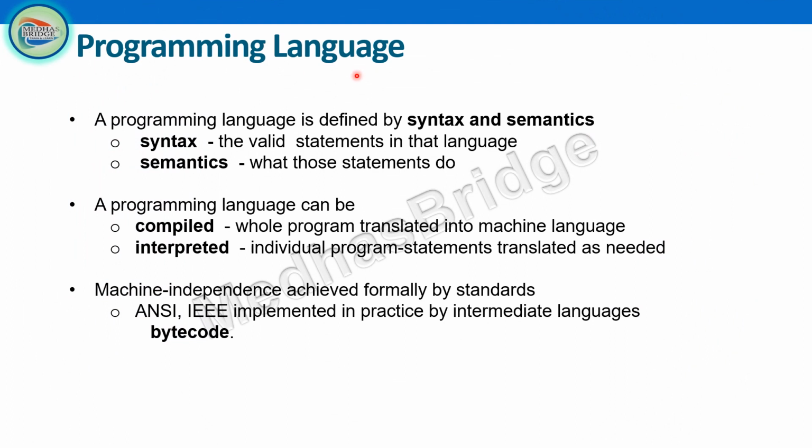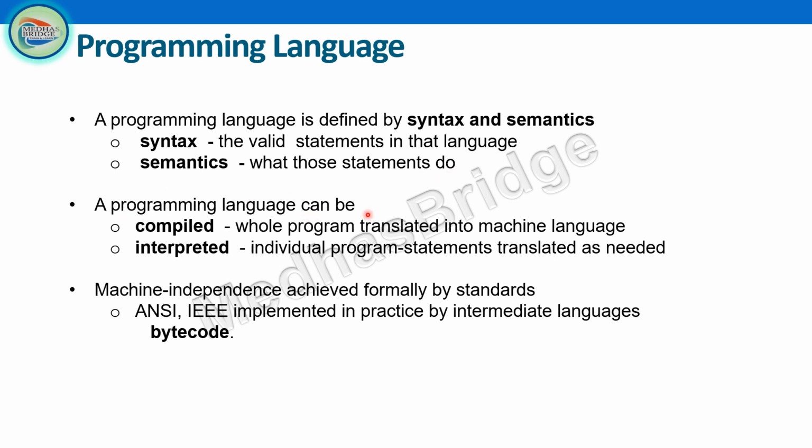Programming languages. When we speak about software engineering or software, the first thing that comes to your mind is programming languages. What is meant by a programming language in general? A programming language is defined by syntax and semantics. Syntax means the valid statements in that language. It validates the statement, right? Semantics means what those statements do.